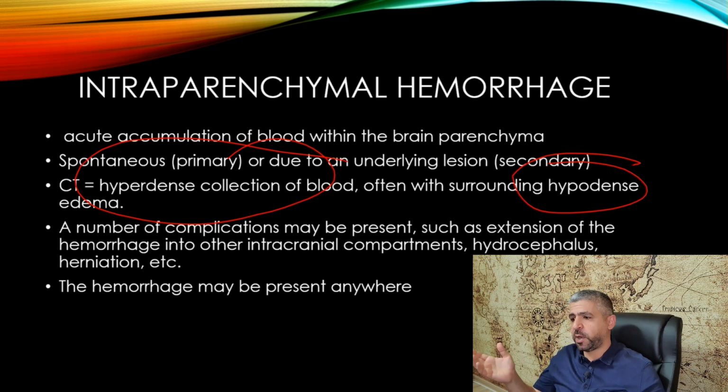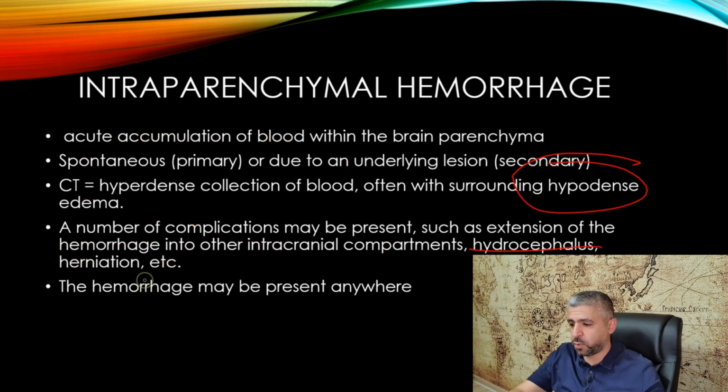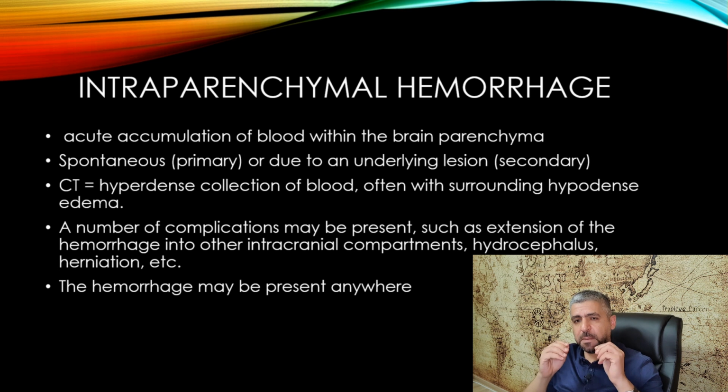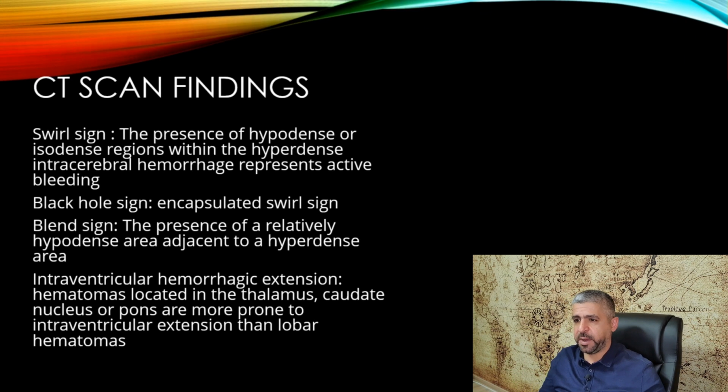And a lot of complications can be present. For example, extension of the hemorrhage into the intracranial compartment, so it forms intraventricular hemorrhage, hydrocephalus, obstructive hydrocephalus, of course, and brain herniation to the opposite side of the bleeding. And the hemorrhage can be anywhere. It can be in the basal ganglia, in the thalamus, in the cerebellum, in the brainstem, in the cerebral hemispheres, anywhere in the brain, intraparenchymal hemorrhage can happen.